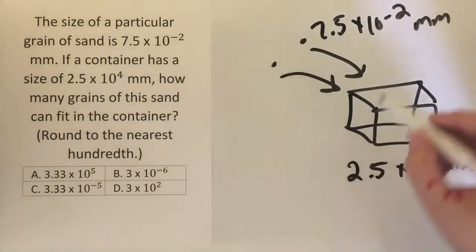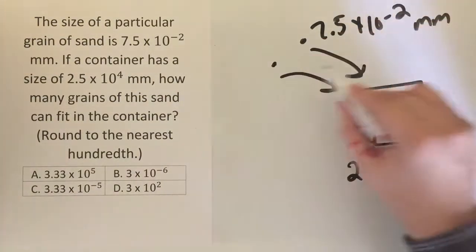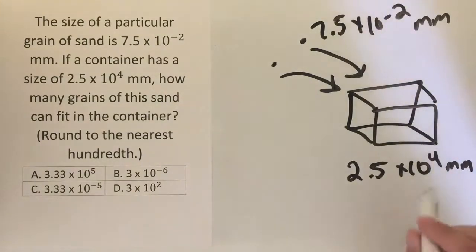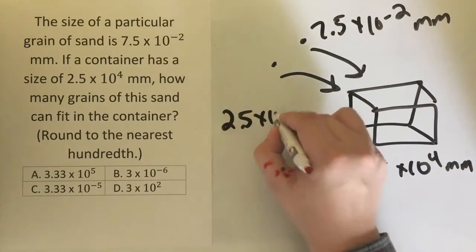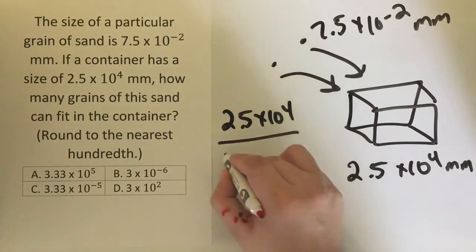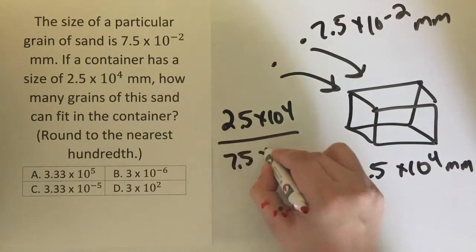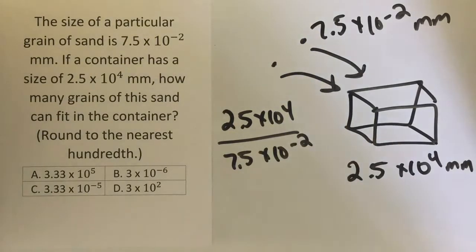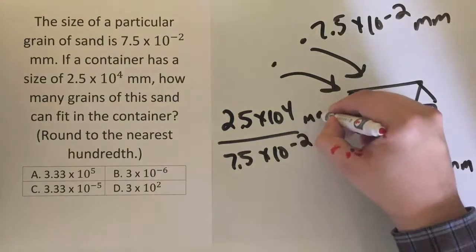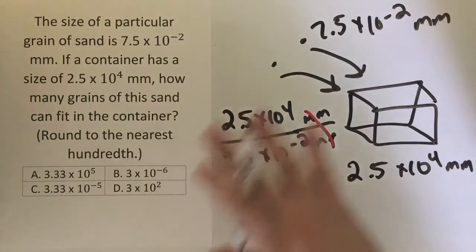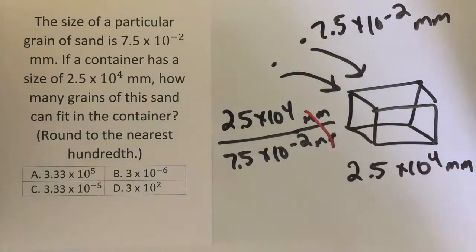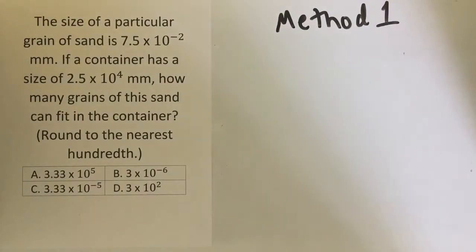Since we are trying to figure out how many of these will fit inside this, we will ultimately be doing 2.5 times 10 to the fourth divided by 7.5 times 10 to the negative second. Of course, they're both in millimeters, but when you divide two units of the same thing, they essentially cancel out. So from here on out, we will not worry about the units. On to our first method.